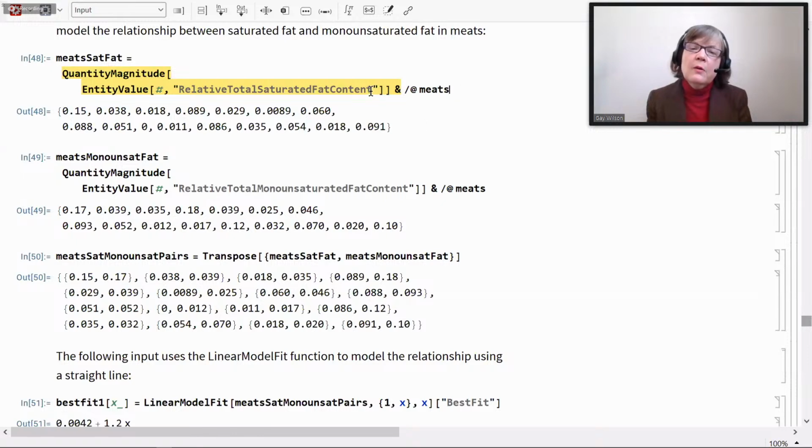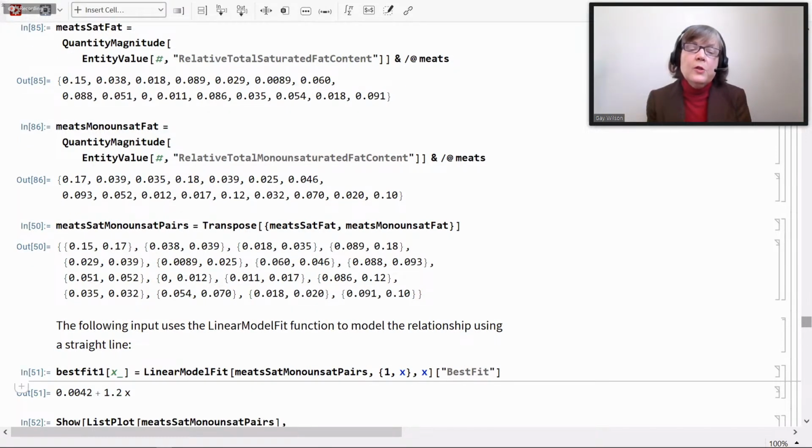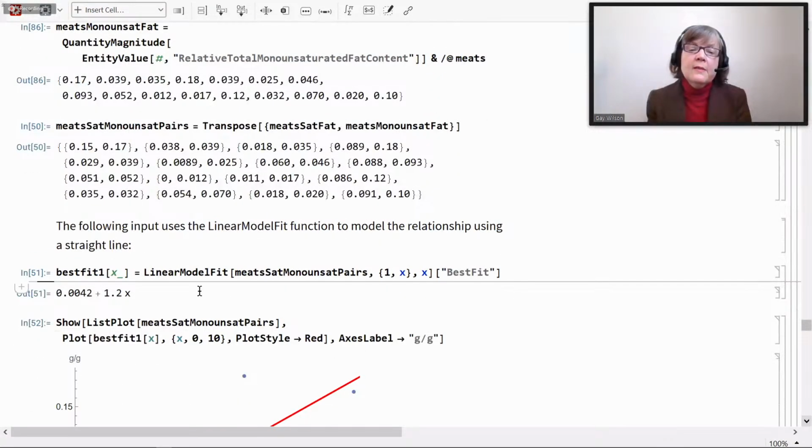You can see our Wolfram Language properties here: relative total saturated fat content and relative total monounsaturated fat content. So you can see I've applied that to our meats we defined earlier. Again, I've used the transpose function to pair those up. And now what we're going to do in linear regression is use the Wolfram Language LinearModelFit function. And this is great. Again, I wish I'd had this access in grad school and known about it. So spread the word. Tell your friends.